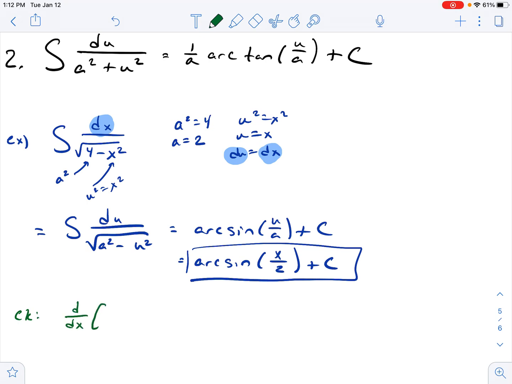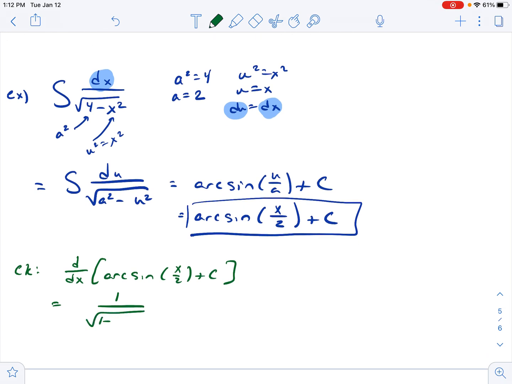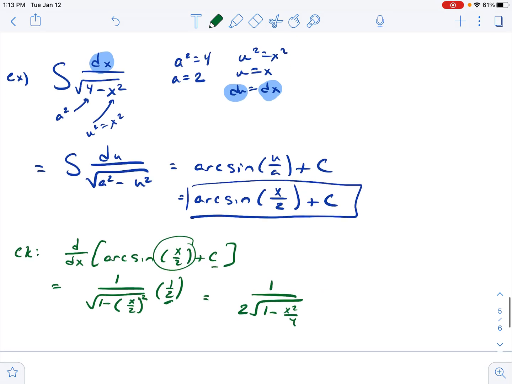The derivative is going to be, well, derivative of arc sine is 1 over square root of 1 minus whatever's inside the arc sine function squared times the derivative of what's on the inside. Well, that's just 1/2 x, so the derivative of that is a half. And the derivative of this constant will go away. All right. So look, I could write it like this. This 2 is in the denominator. And I could square the x over 2.